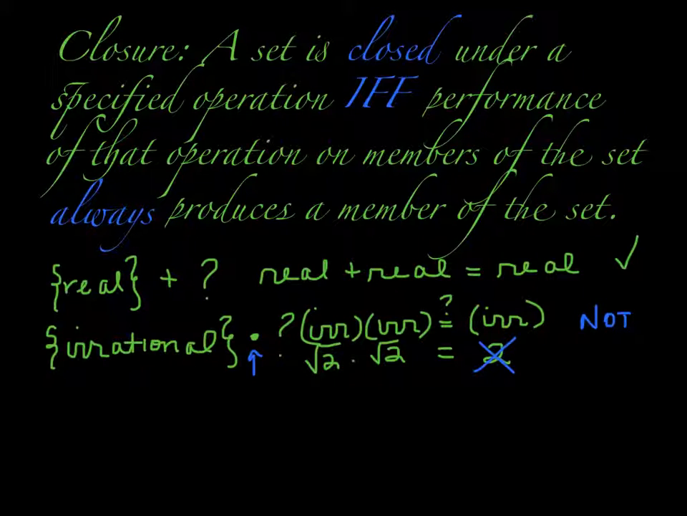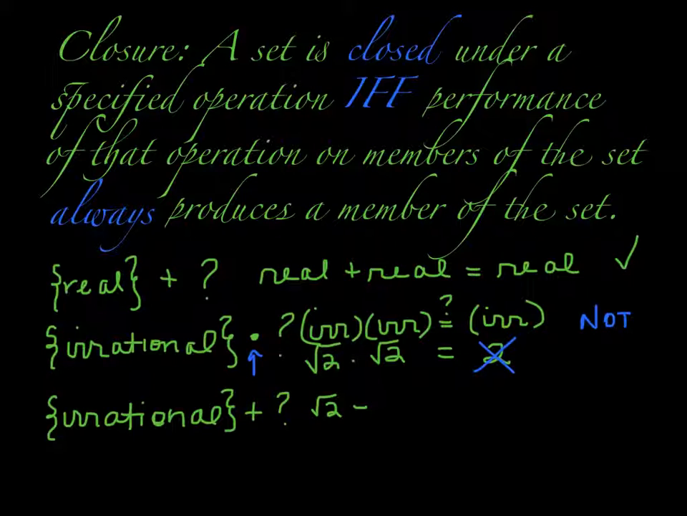Let's look at irrational and addition. So let's say we're going to take the square root of 2 and we're going to add negative square root of 2. That gives me 0. Well, 0 is not an irrational number, so we are not closed under addition.